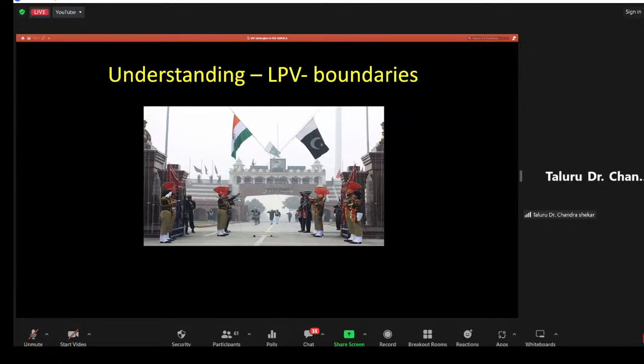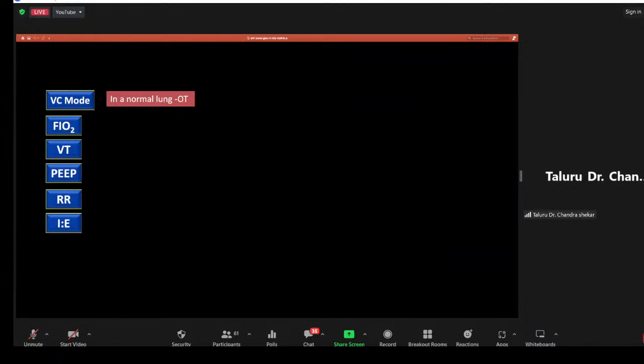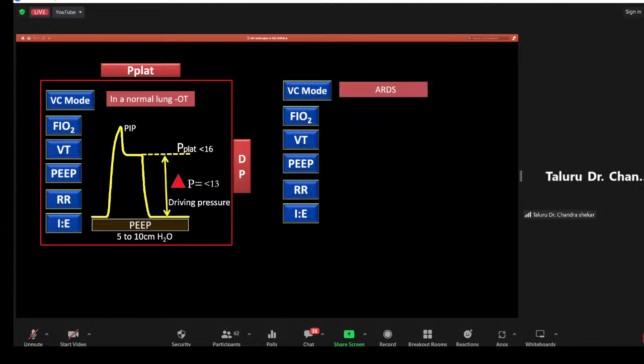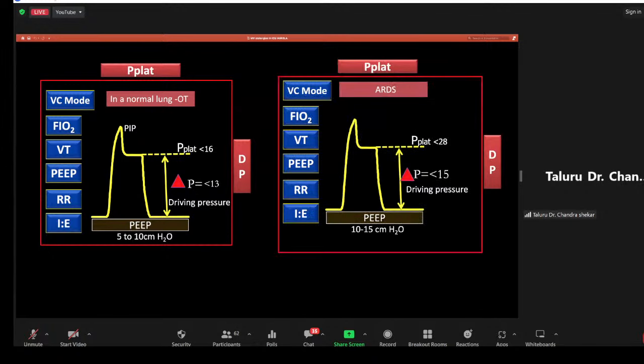So, understanding the lung protective ventilation boundaries. In a normal lung, these are the boundaries: a P-plat of less than 16, a driving pressure of less than 13, a PEEP of 5 to 10, and PIP generally around 20. Whereas in an ARDS patient, the P-plat should be less than 28, a driving pressure of less than 15, and a PEEP of 10 to 15, and in rare cases we go up to 20 centimeters.